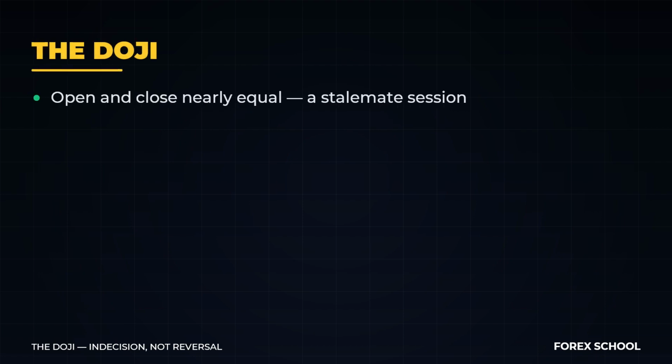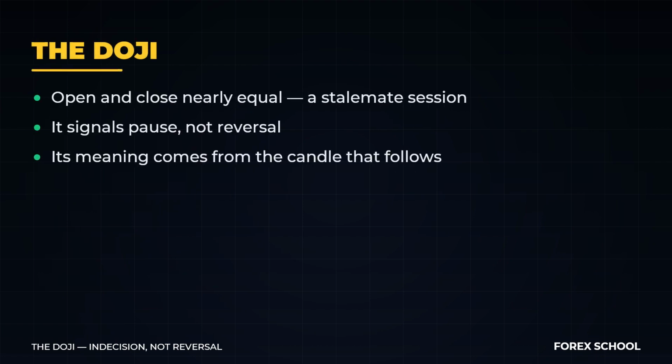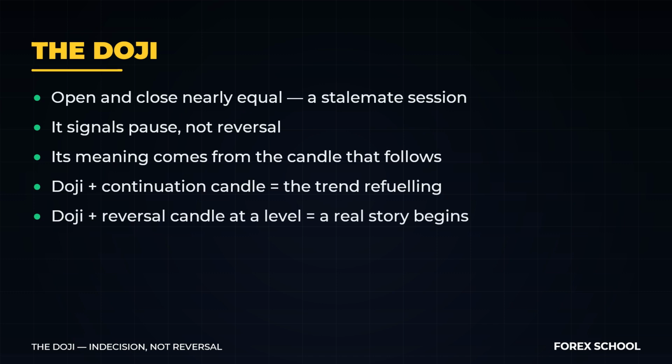A doji is a candle where the open and the close land almost exactly together, a tiny body with wicks either side. The session was a stalemate, buyers and sellers fought all day and finished level. Here's where beginners go wrong: a doji is not a reversal signal. It is a pause signal. After a strong trend, a doji simply says the dominant side took a breath, and what happens next decides everything.